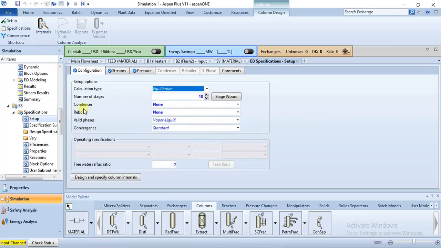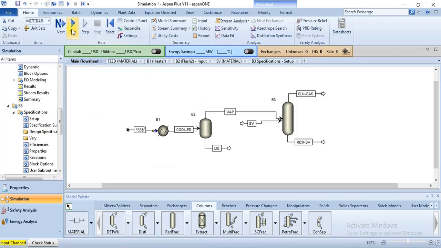Like I told you, the condenser and reboiler type is none because there was no information given about it, and normally absorbers do not have a condenser or reboiler. So we have specified everything that needs to be specified from the problem statement. The next thing is to run the simulation. You just click on run, and the calculations will be done by the software.